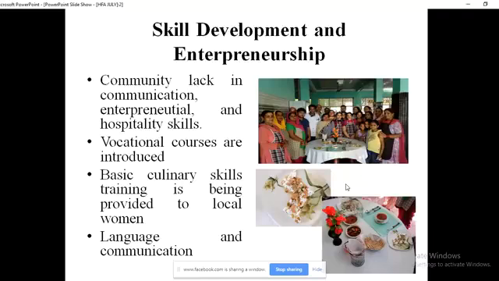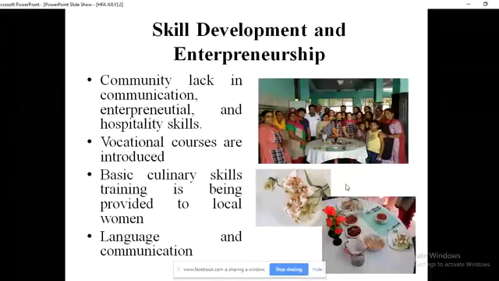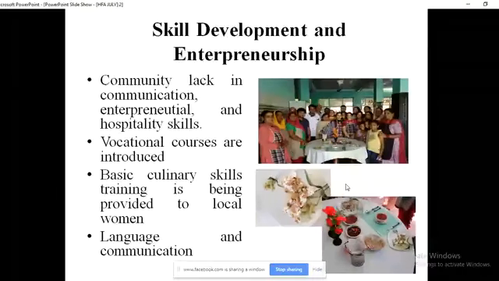Next, we have skill development and entrepreneurship. It's a major challenge because our rural communities lack these skills. We have language barriers: we cannot communicate in English, or they cannot communicate in the language tourists speak. They only speak their own local dialects, which tourists cannot understand. So first, the community needs these skills, and the community needs to be provided with these skills.